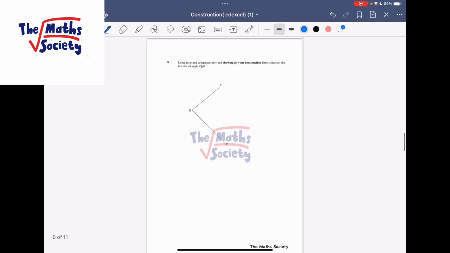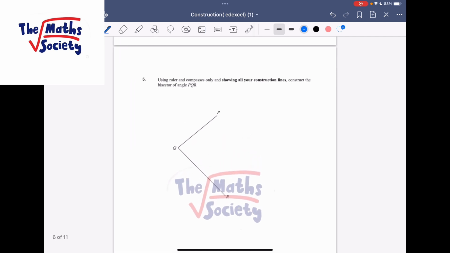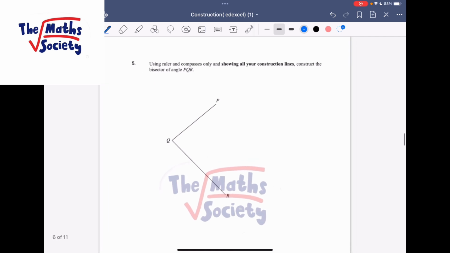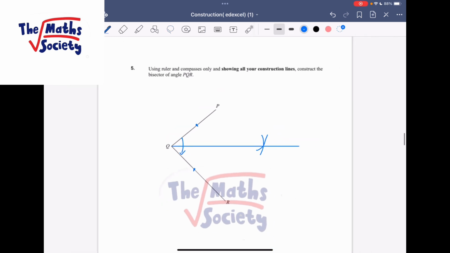And okay, number 5. It says using ruler and compass, showing all your construction lines, construct the bisector of angle PQR. You just need to do the bisector, which means you'll have an equal distance from here, and then you put your compass here and draw one arc, and from this side you draw another one, and then just connect the line. That's going to be the bisector of angle PQR.